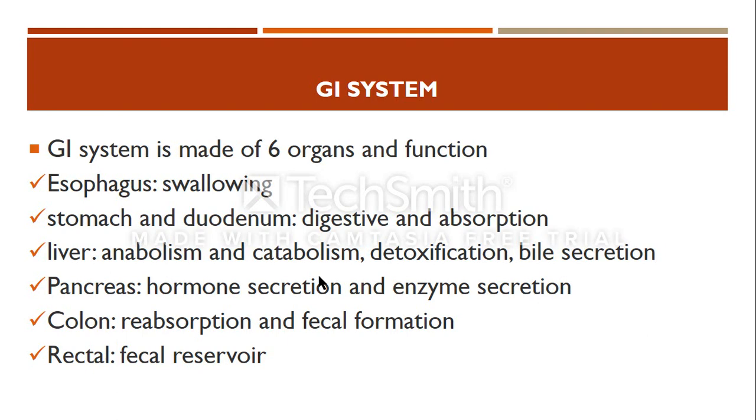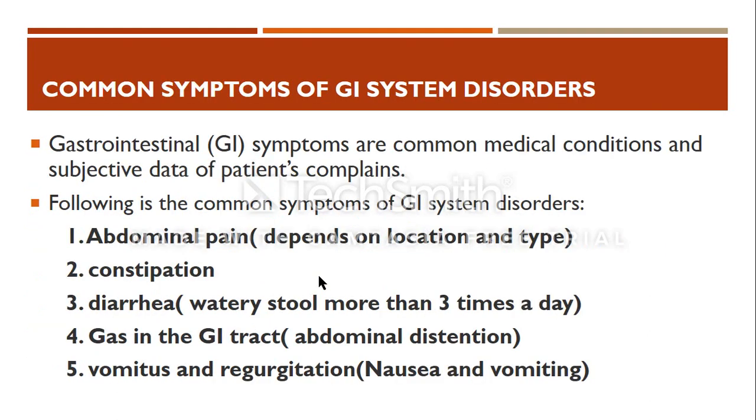We have the pancreas. The pancreas is used in hormone secretions such as insulin and glucagon, and enzyme secretions, which are used to control sugar in our blood. We have the colon, which is used in absorption and fecal formation, with daily absorption of some nutrients that you have already eaten, and also fecal formation. We have the rectum, which is the reservoir of those feces.